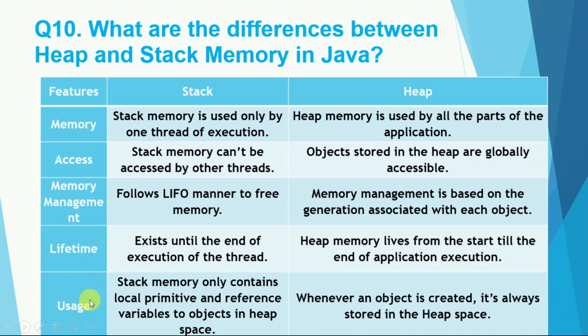If we talk about usage, stack memory only contains local primitives and reference variables to objects in heap space. Whereas for heap, whenever an object is created, it's always stored in the heap space. I hope you understood the difference between stack and heap.